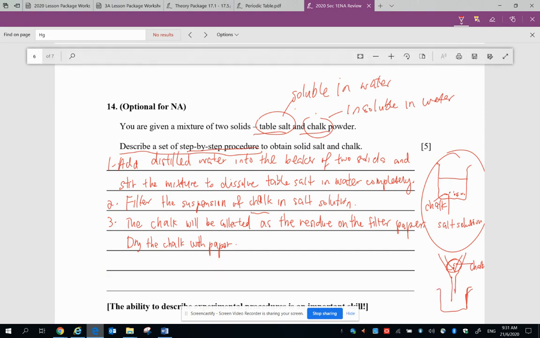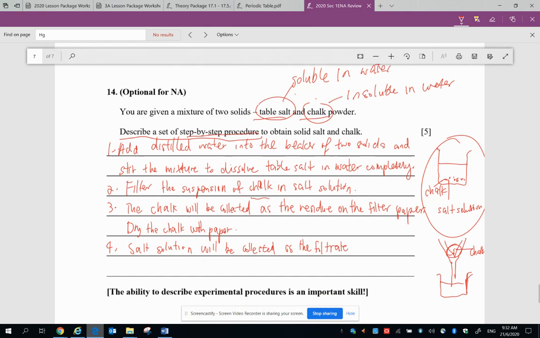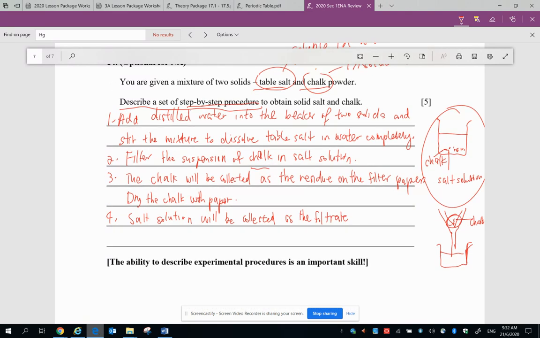Number 4, what will be collected as the filtrate? Salt solution that passes through the filter paper. Salt solution will be collected as the filtrate. Now, what do you do to the filtrate? You don't want the water, you just want the salt. You don't want the water that's together with the salt.